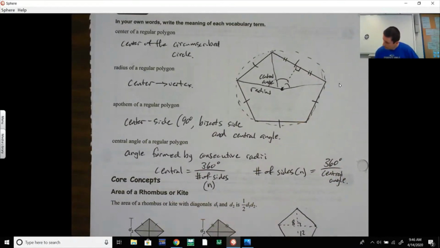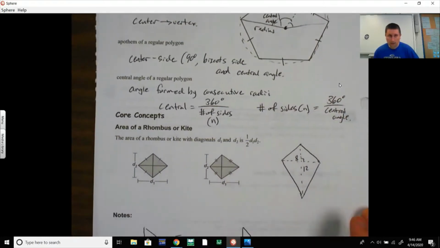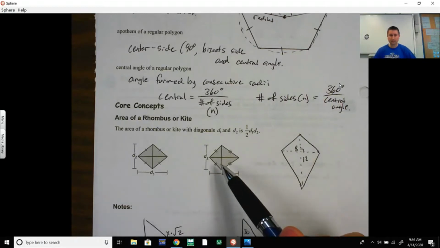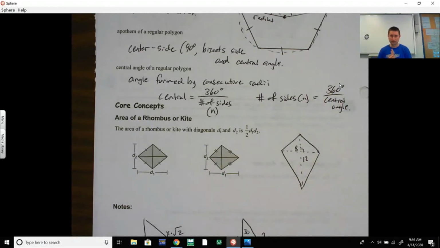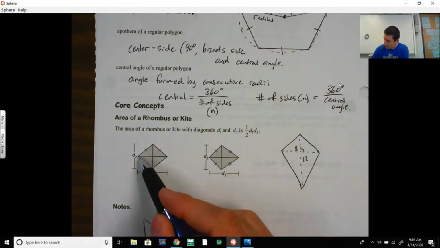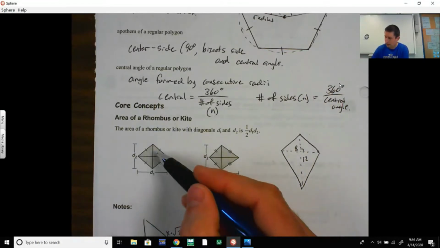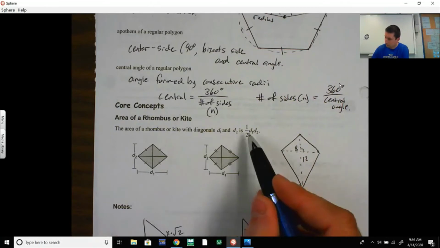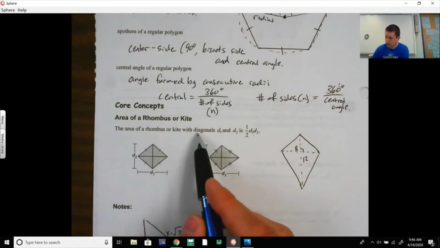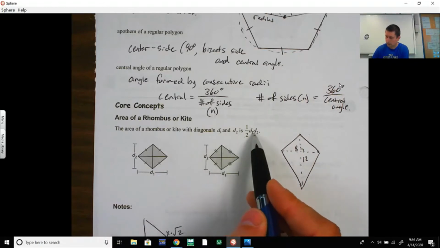Okay, unique formula, area of a rhombus or a kite. Now remember, a kite has to have 2 sets of consecutive sides, but they're not opposite of each other unless it's a rhombus. This is a unique formula you can use for the diagonals. The diagonals connect opposite vertices, and it's just 1/2 of the product of the diagonals. The area of a rhombus or kite with diagonals D1 and D2 is 1/2 the product of the diagonals.